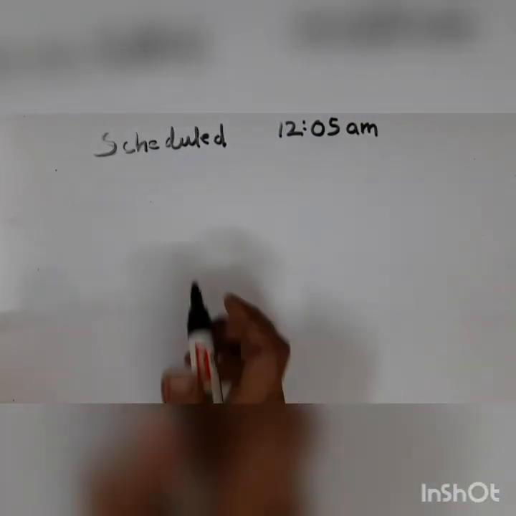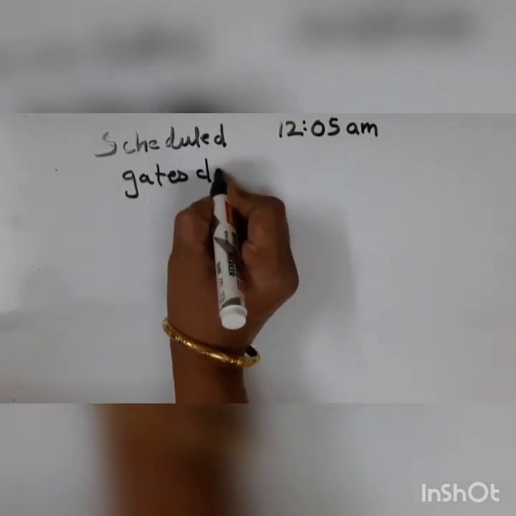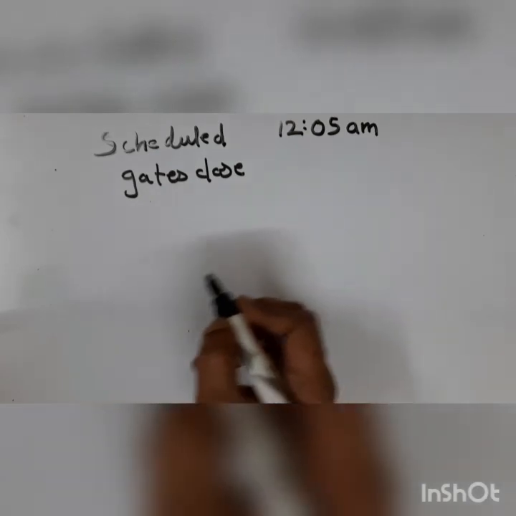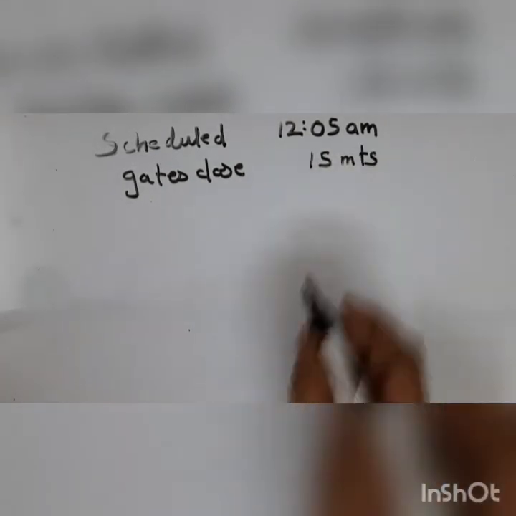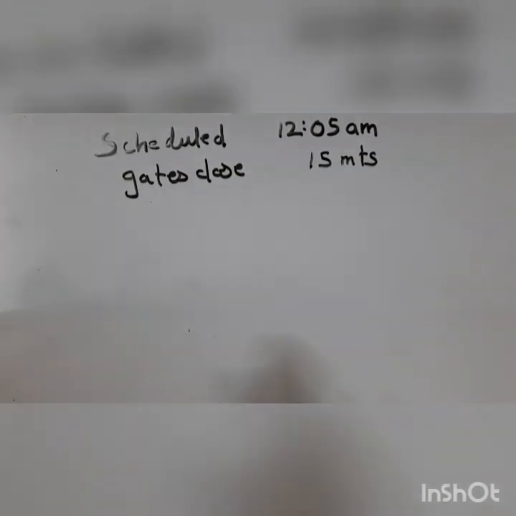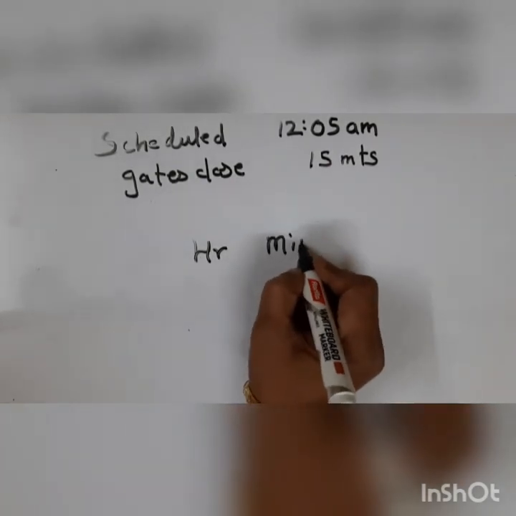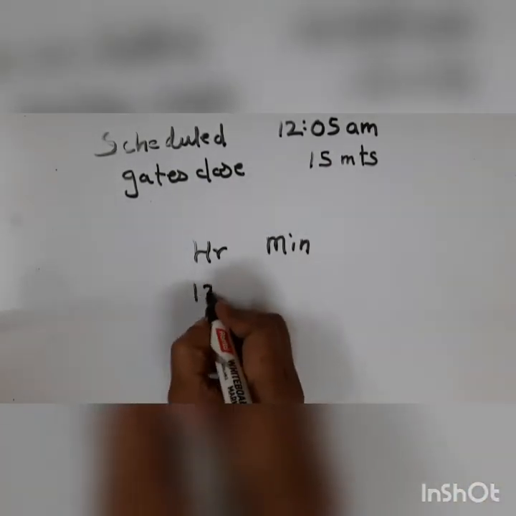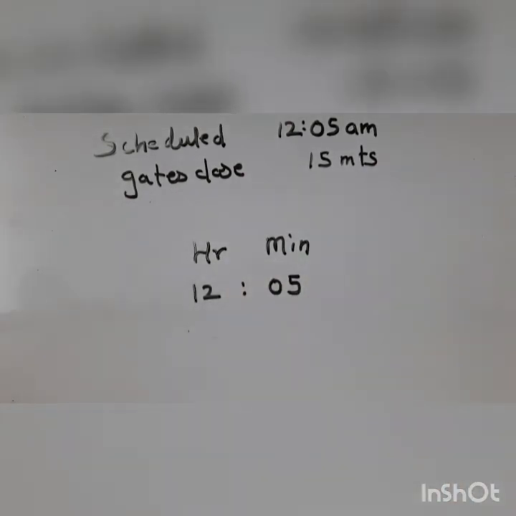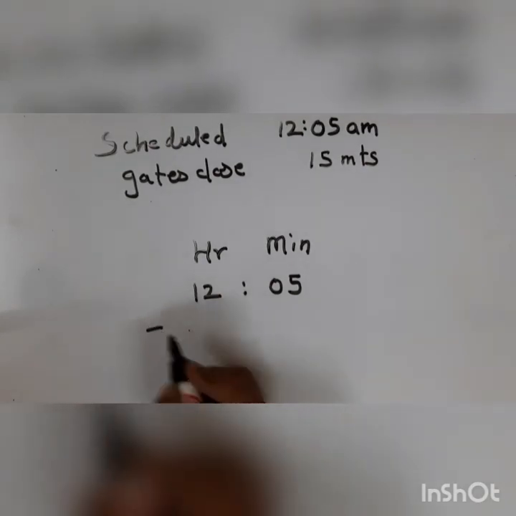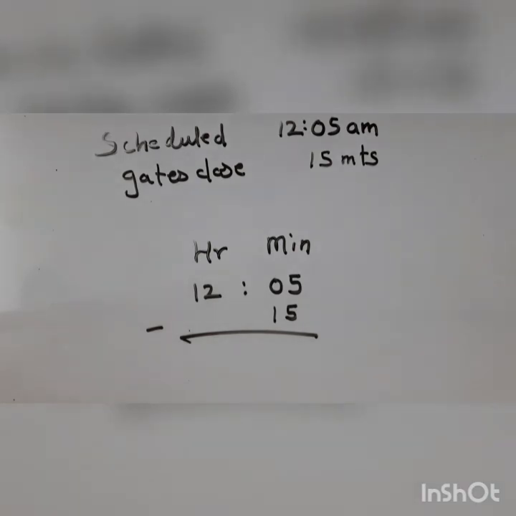Okay, and the gates close before 15 minutes. Before 15 minutes. So hours and minutes. 12:05. 15 minutes early, so I have to minus, right?